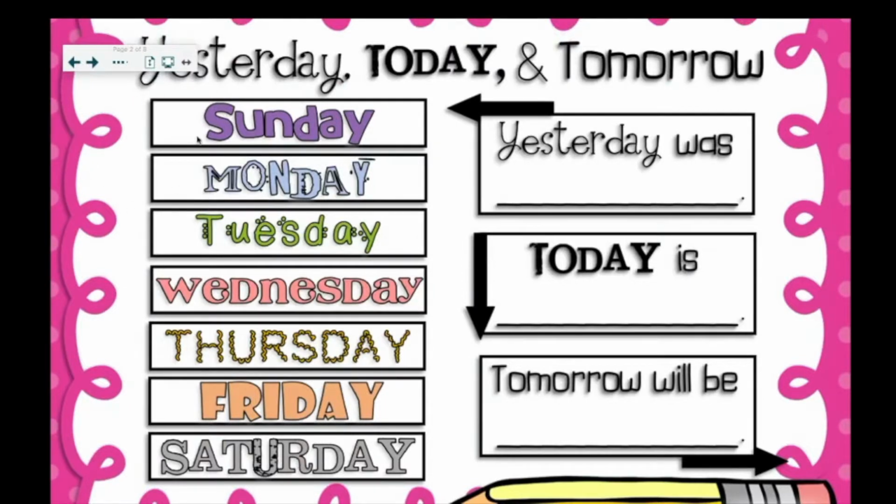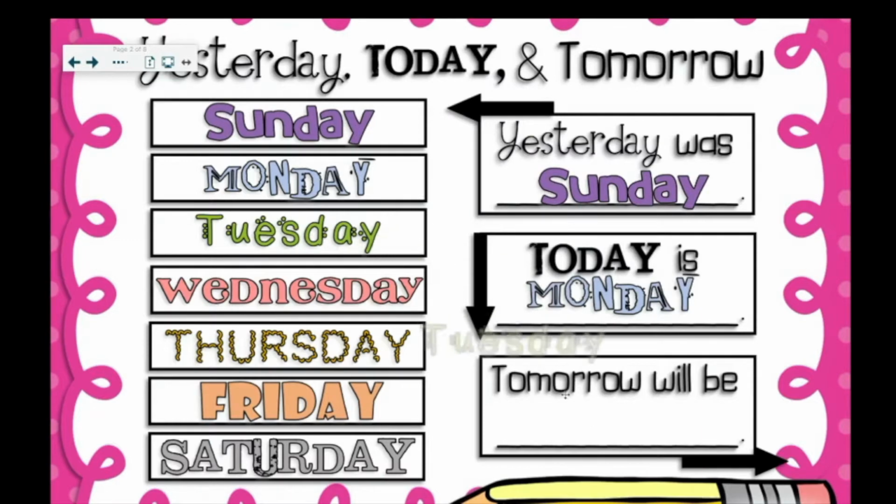So on the side here we have our days of the week in order. So Sunday, Monday, Tuesday, Wednesday, Thursday, Friday, Saturday. So right here in the middle we're going to think about what today is. And today is Monday, which means yesterday was Sunday. And tomorrow will be Tuesday.